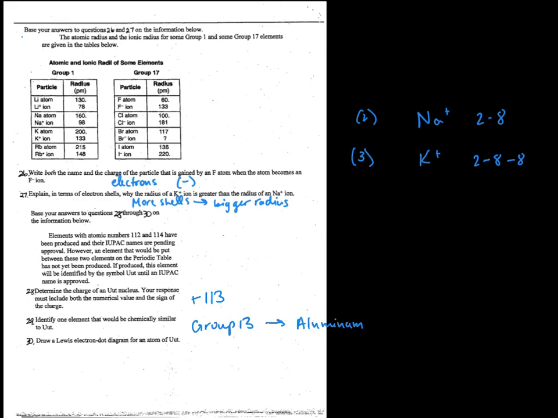Draw a Lewis electron dot diagram of an atom of UUT. So because it's in group 13, it has 3 valence electrons. So UUT would then look like this. 3 valence electrons like that.